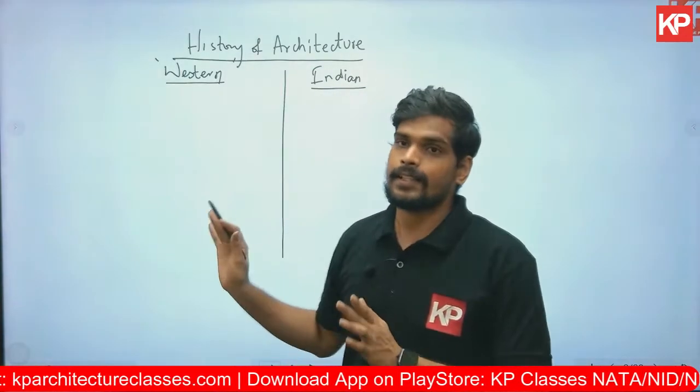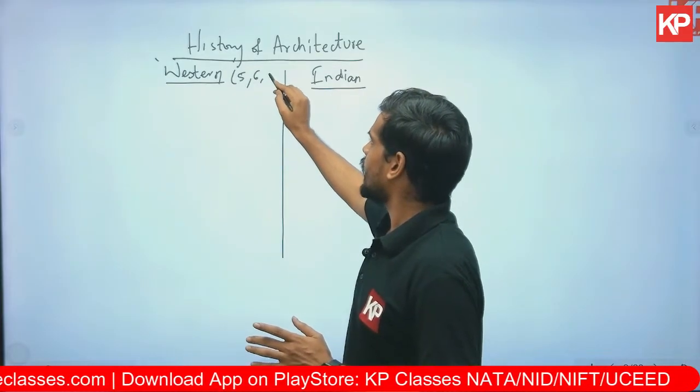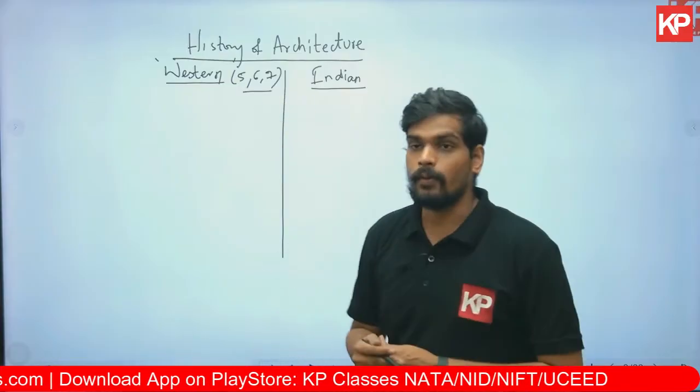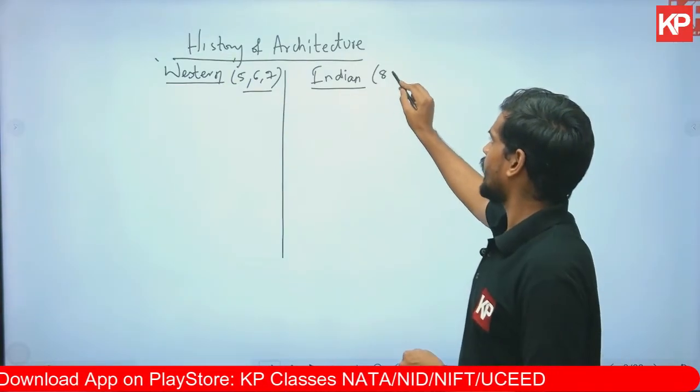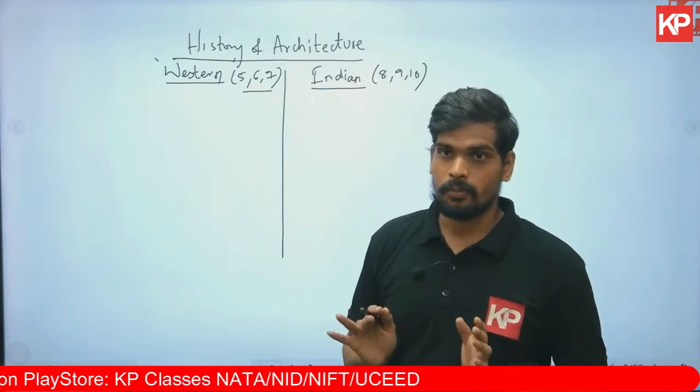So there are 3 classes for each: day 5, 6 and 7. So day 5, that is today, next 6 and 7, these 3 lectures will be on Western history of architecture. 8, 9 and 10 will be on Indian history of architecture. So that is point number 1 which you should be clear about.